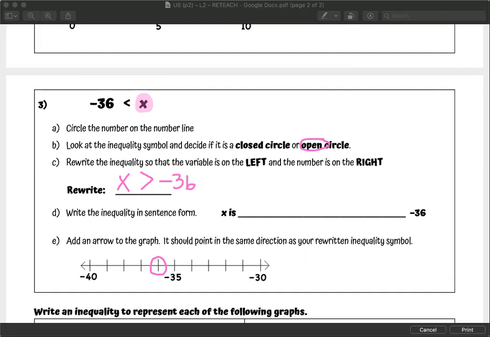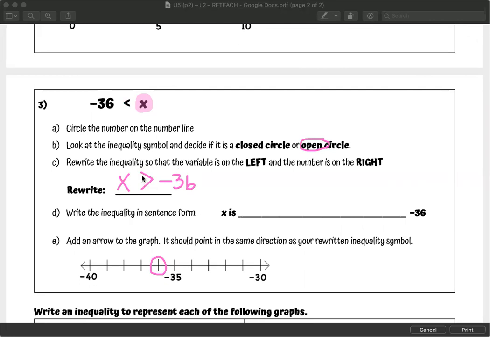And just like I did on the last one, our x was by the gap. Our x is now by the gap still. Our negative 36 was by the point. It still is by the point. So they're still in the same spots in relation to the inequality.